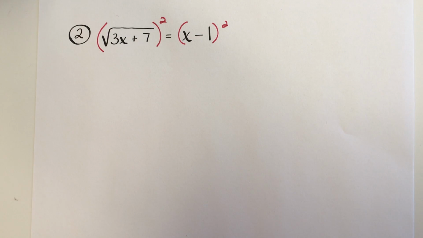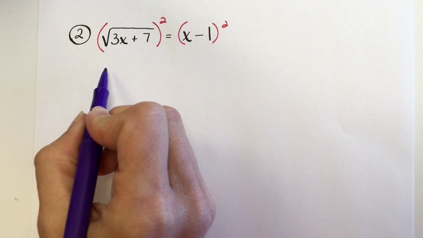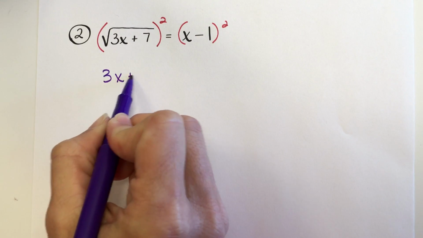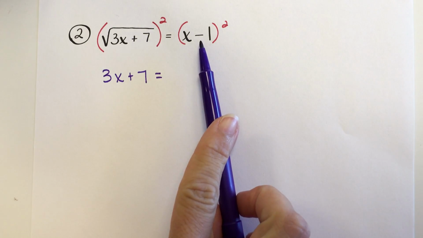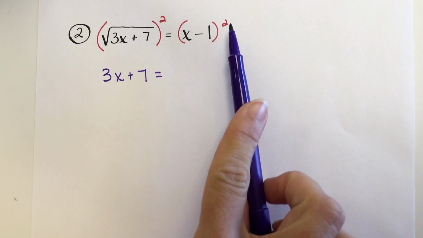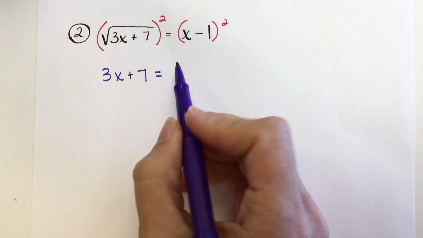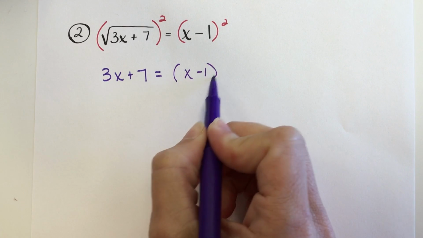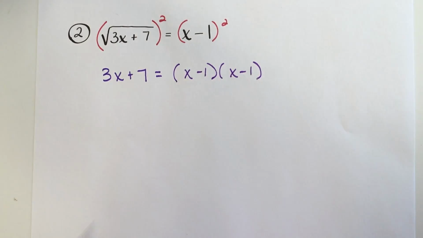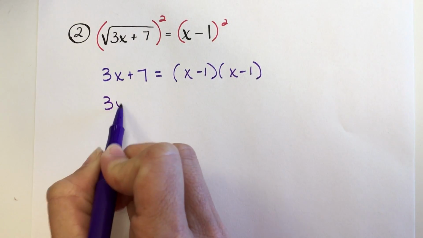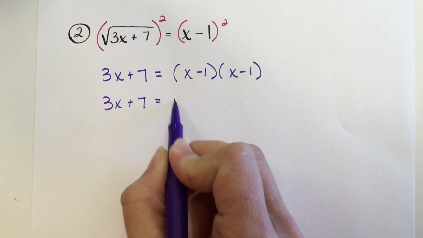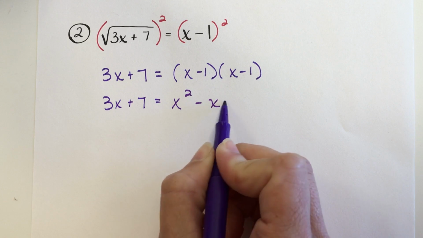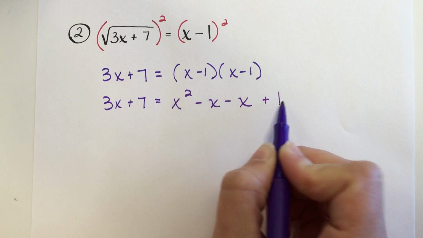Okay, so on the left, you square the square root. Remember, that means that you're just left with what's underneath. Now, this one's going to have a little bit more work to it because on the right-hand side, you have a binomial. And if you have a binomial you've got to square, then that means you have to write it down twice and you have to FOIL it out. Okay, so using the FOIL method here on the right, I would have x squared minus x plus 1.